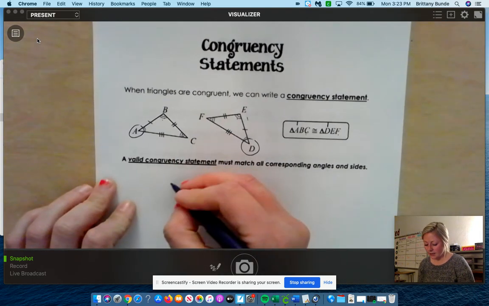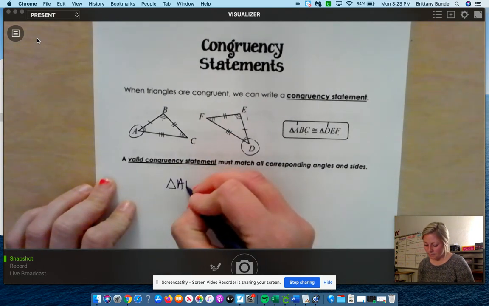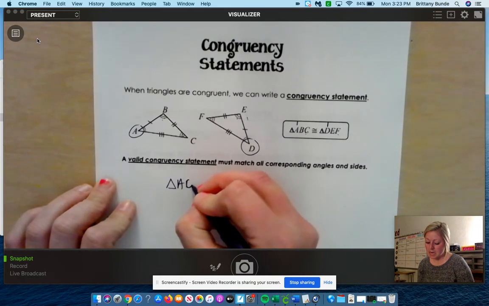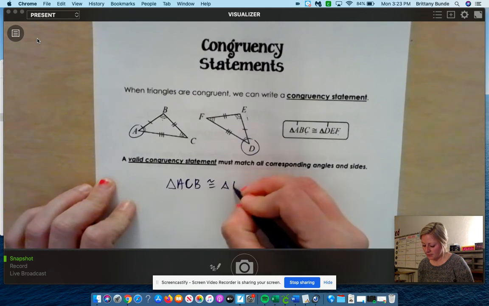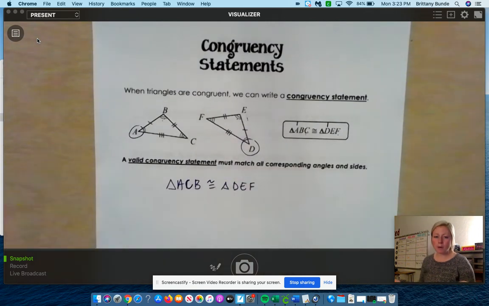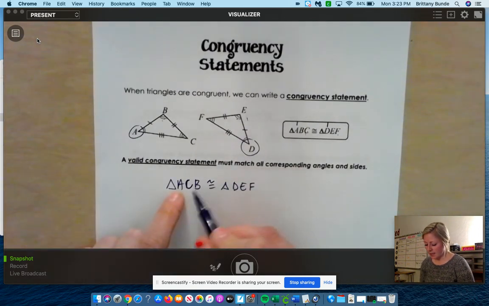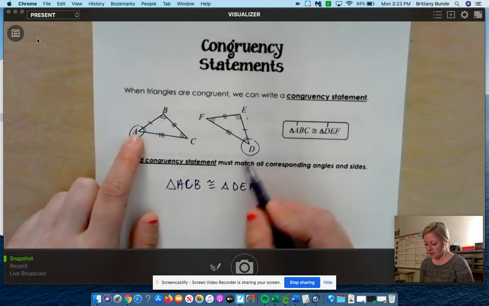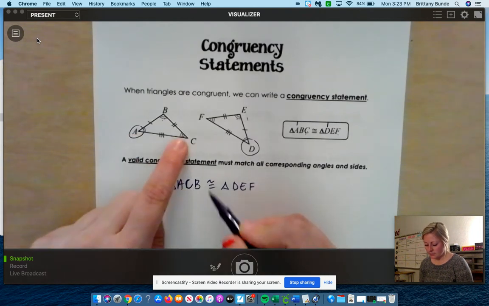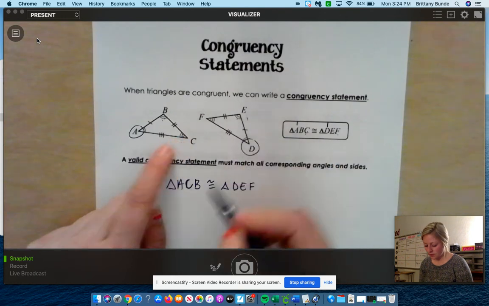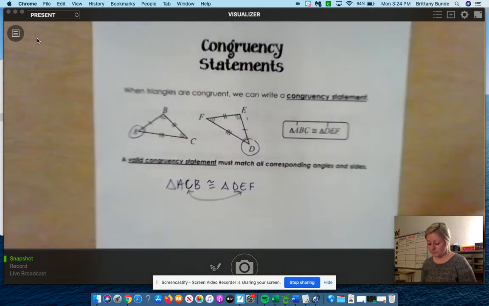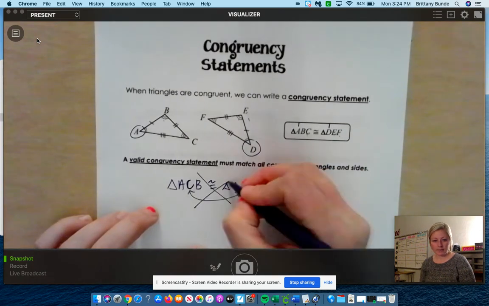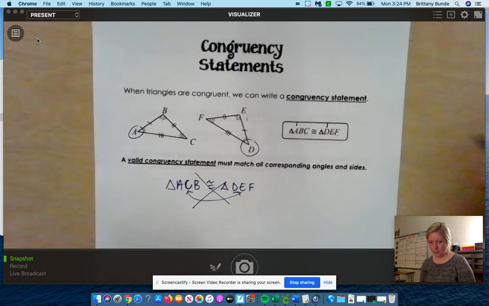So for instance, I couldn't say triangle ABC is congruent to triangle DEF. Well, why? Because look, A has one arc mark and so does D. Now I went to C, it has three, but E only has two. So these don't match, so that would be not good, right? So this would be not valid. They have to be in the right order.